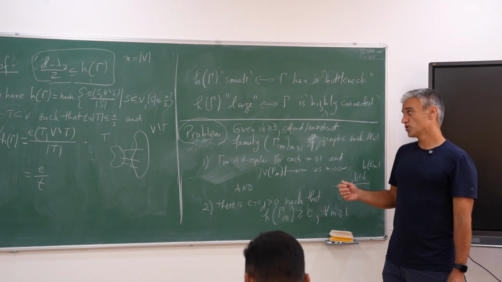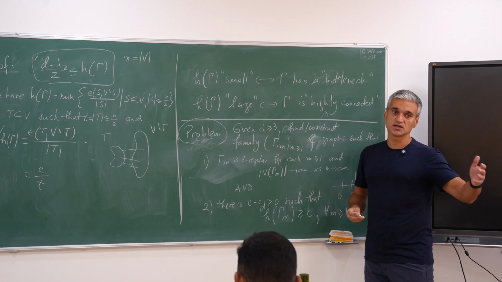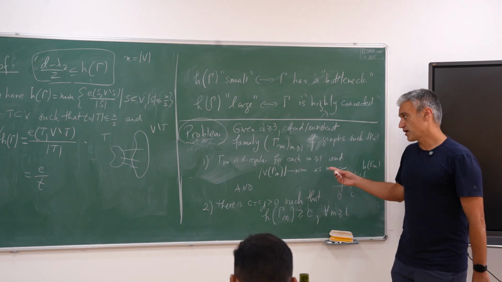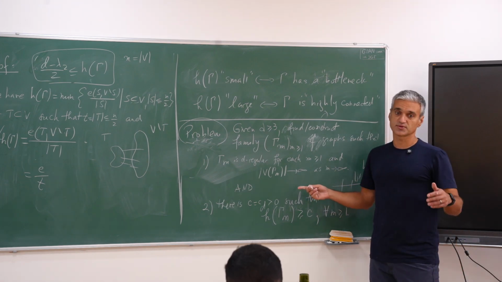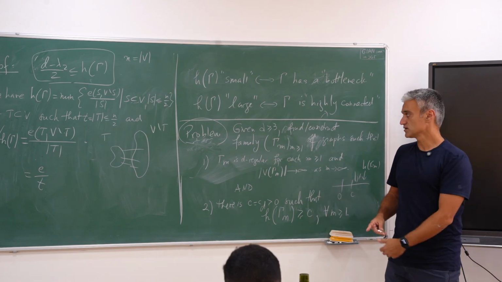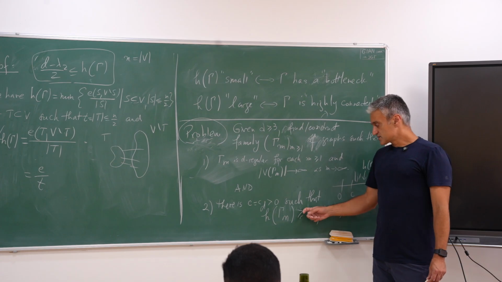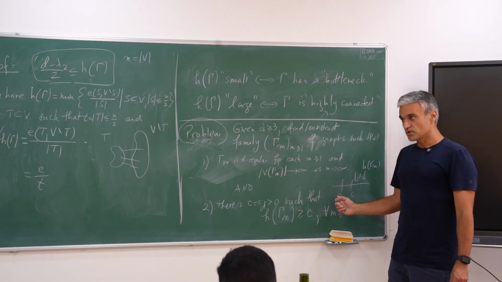Okay, so you fix the d. So think about now d equals 3, and you want a family of 3-regular graphs with 10, 100, 1,000, 1 million, 1 billion, and so on vertices, such that for these graphs the expansion constant is bounded away from 0.